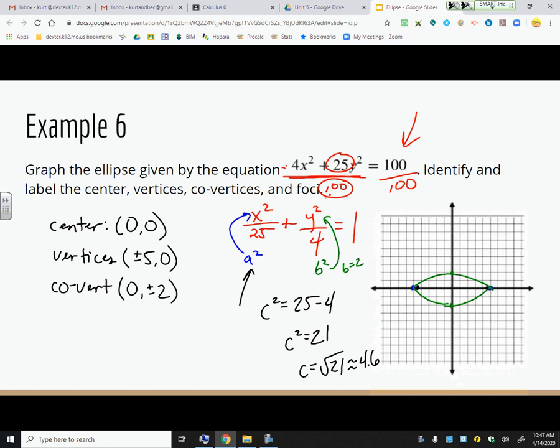What's left? Foci. They landed at, you can just call it 4.6, or you can call it square root of 21. I'll call it square root of 21. I think that's how the book's going to be. Okay. There we go. I want to see that information. I want to see the graph. Good.